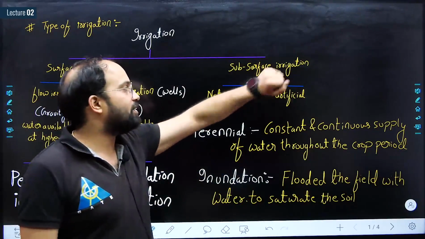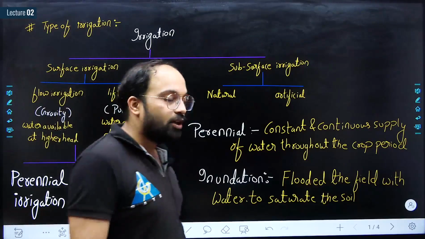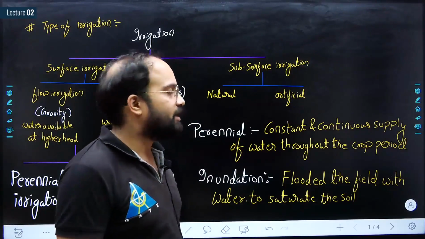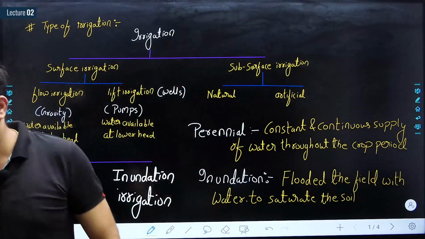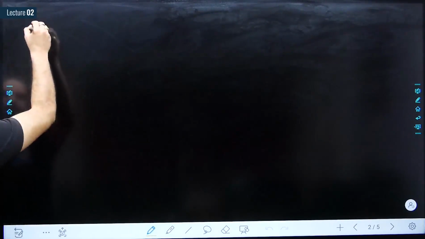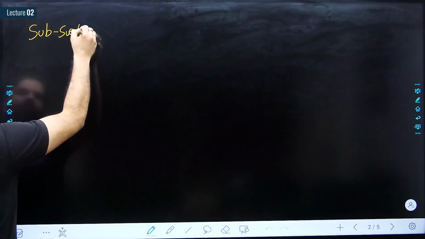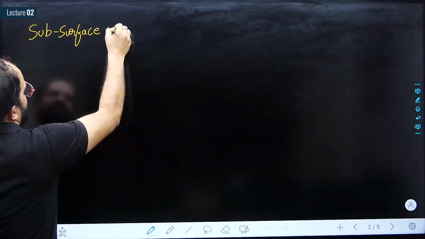Now we will focus on subsurface irrigation. There will be two types of subsurface irrigation. So now we'll see the subsurface irrigation. Please write the heading subsurface irrigation. Now we'll see the subsurface irrigation. So what happens in subsurface irrigation?